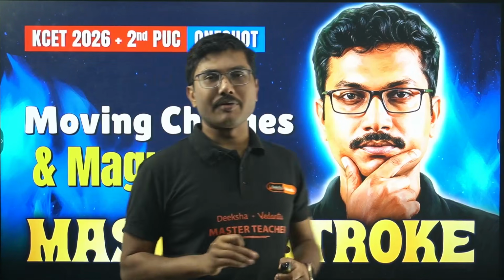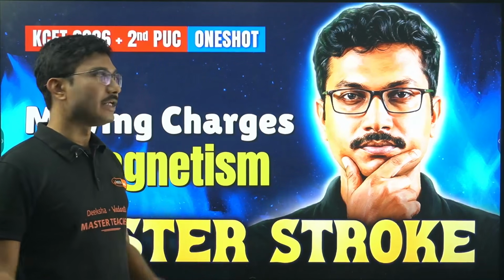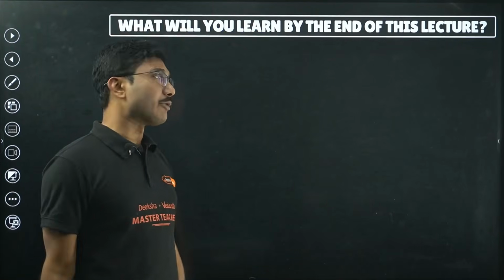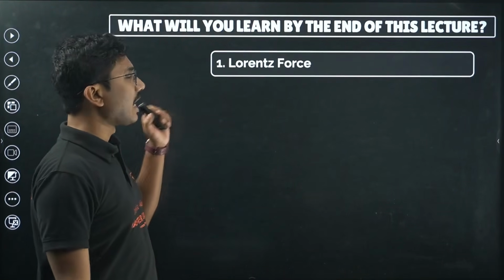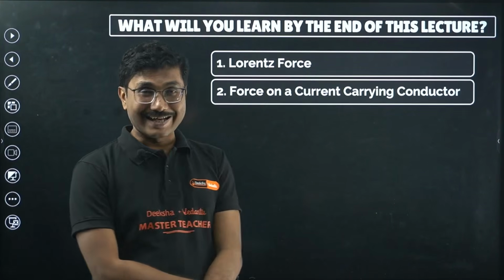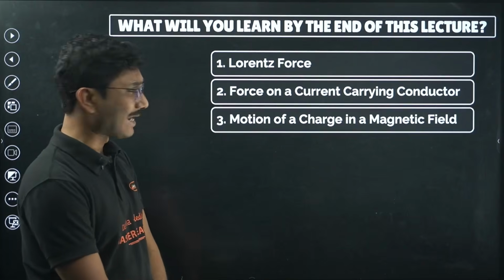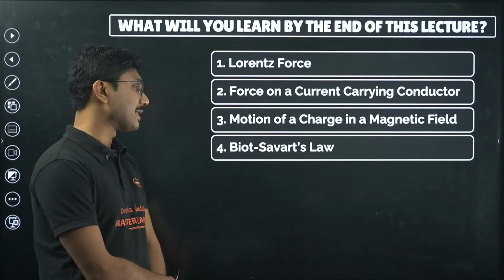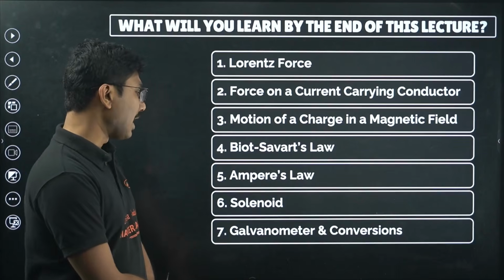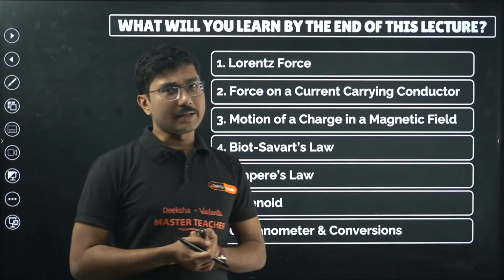Within at least 1 hour we will cover a very important high weighted chapter with in-depth discussion. So let's start. First we will see what are all the concepts that we are going to discuss today. We will start with Lorentz force, then we will discuss force on a current carrying conductor. We will also discuss motion of a charge in magnetic field. We will also discuss Biot-Savart law, Ampere's law, and solenoid. Last but not the least, galvanometer and their conversion into ammeter and voltmeter.